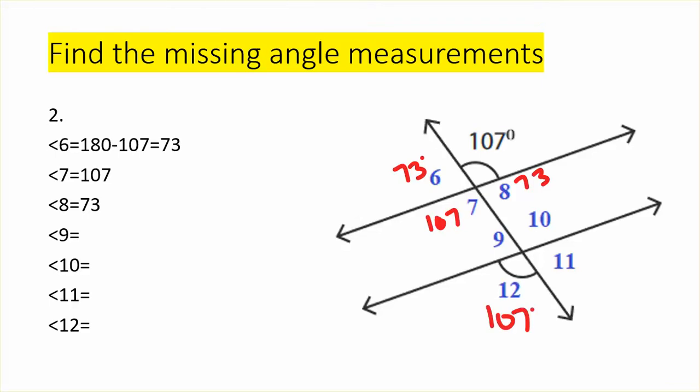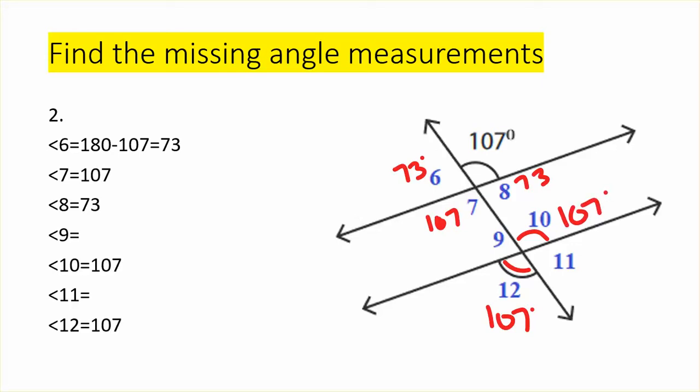So again, there's multiple ways to do this. You could find alternate interior pairs or corresponding pairs, but most people, again, work with vertical angles. So angle 12 and angle 10 are vertical angles, so those are equal.